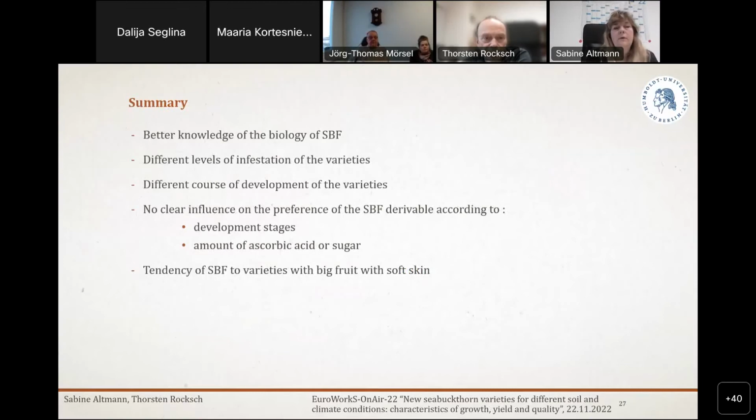So as summary of our presentation today, with this project, we got a better knowledge of the biology of the sea buckthorn fly. We stated different levels of infestations of the varieties. There are different courses of development, and we did not find a clear influence on the preference of the sea buckthorn fly according to development stages or amounts of ascorbic acid or sugar, but the sea buckthorn fly seems to tend to varieties with big fruit with soft skin.